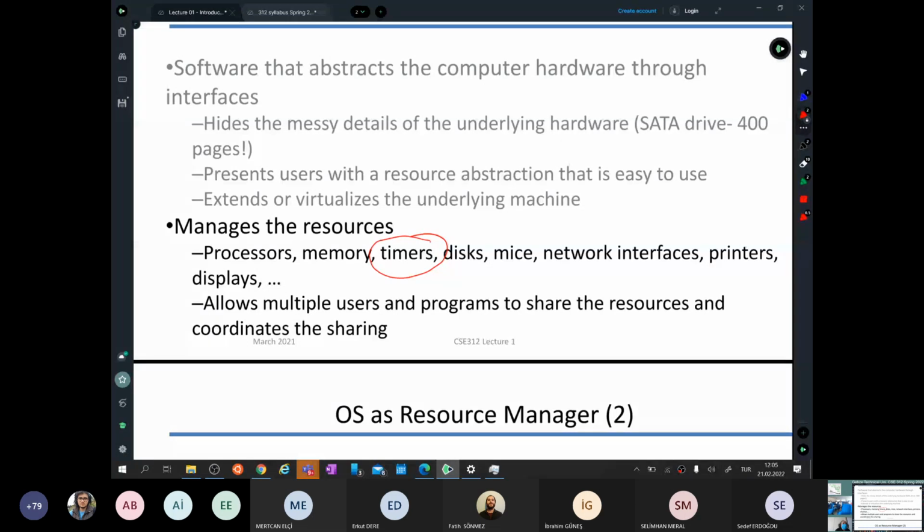Of course, I can use the timers with the operating system. For example, you know this command in C, sleep? This function sleep says that, okay, I am going to sleep for 100 milliseconds. What does that mean? The sleep is handled by the operating system. The operating system says, okay, I'm going to put this process into a wait queue for 100 milliseconds.